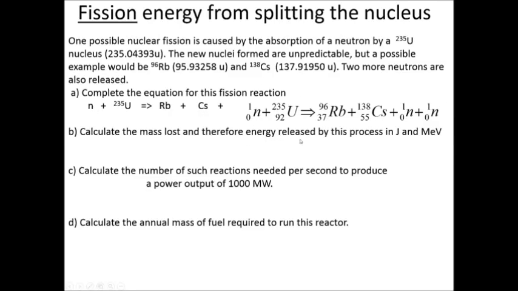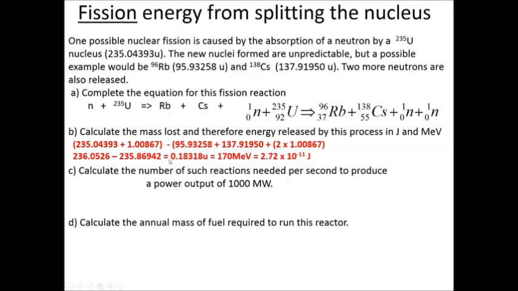Calculate the mass lost and therefore the energy released in this process. So let's have a look here. We've got 235, which is the uranium, plus the neutron, minus the two nuclei that it splits into, and we mustn't forget to take into account the two neutrons. If you put all that into a calculator, you end up with a mass lost of 0.18318 U, which is 170 mega electron volts if you convert that, and I'm converting it again into joules. So that's 2.72 times 10 to the minus 11 joules. It's worth checking that and making sure you can do it.